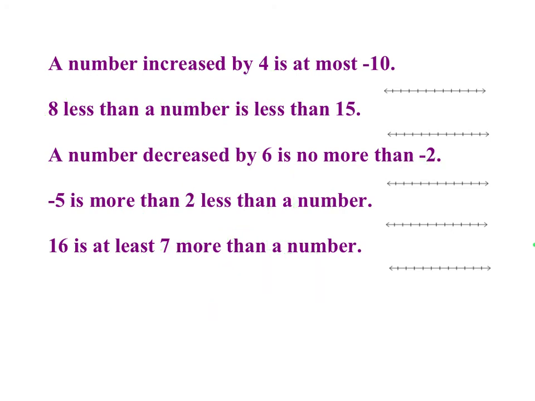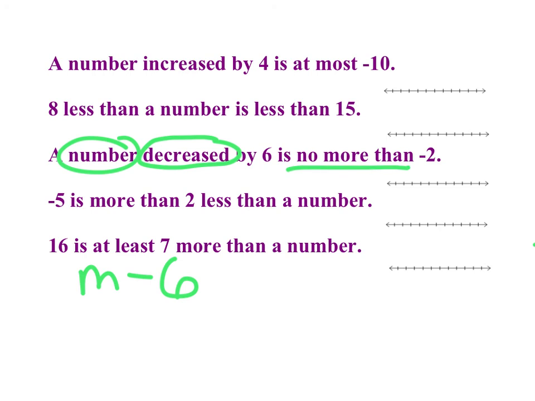Next one says a number decreased by 6. A number decreased by 6. A number, so we'll call that M. Decreased by 6, let's subtract 6, is no more than negative 2. So you see that "more than," people think, oh, greater than, but it says it's no more than negative 2. That means it might be negative 2, but it can't be bigger than that. It has to be less than or equal to that. Negative 2 is fine, but no more than that.